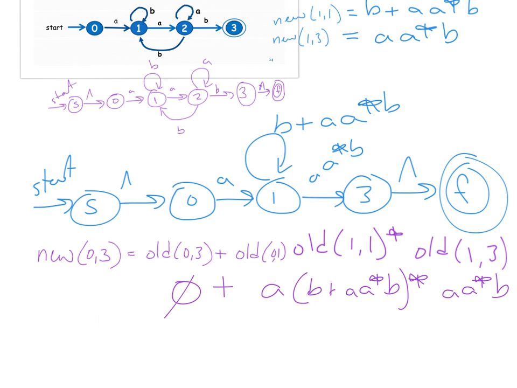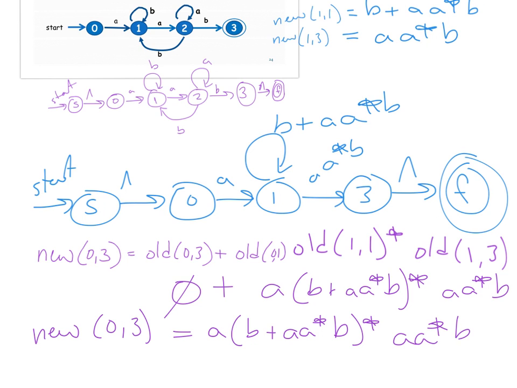So our final equation is the new transition we need to make between 0 and 3 is going to equal A times (B plus AA star B), the whole thing starred, times AA star B. Okay.